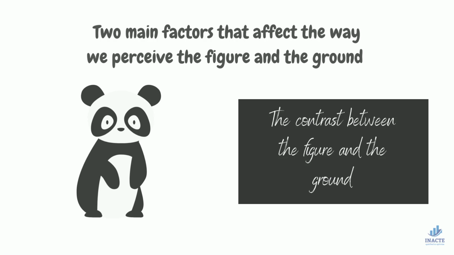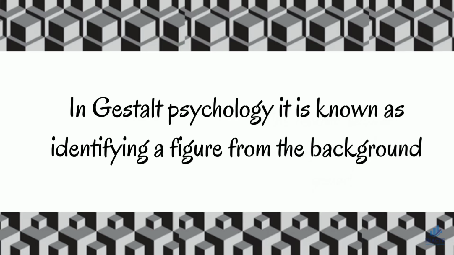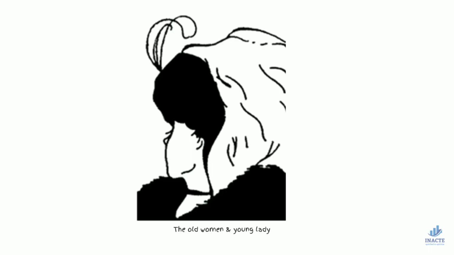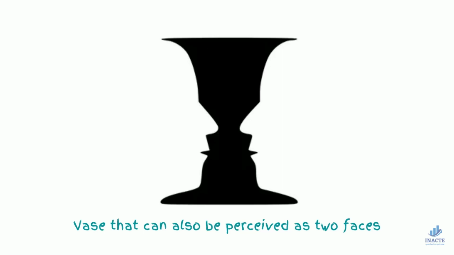This is why the readability of the content can be impaired when there is little contrast between the text and the page. It becomes more difficult for us to distinguish the figure from the ground. Have you ever wondered why you never find red text on a blue or grey screen? Contrast is the reason. Some common examples include the famous image of the old woman and the young lady, and the depiction of the white vase, which can also be perceived as two faces.